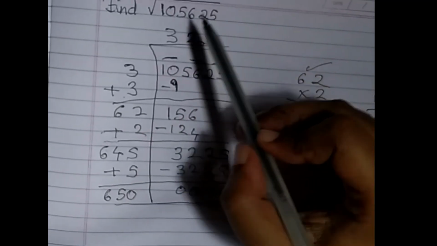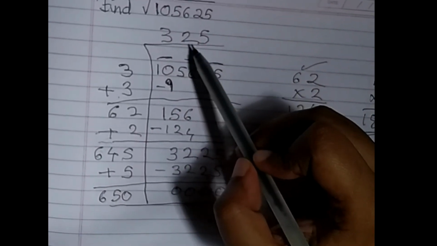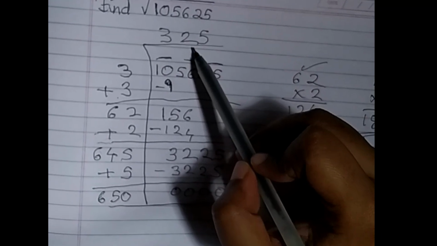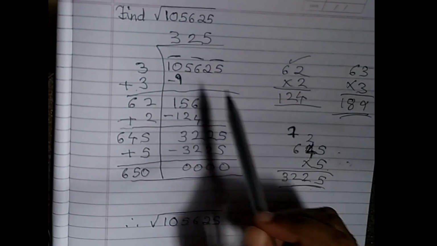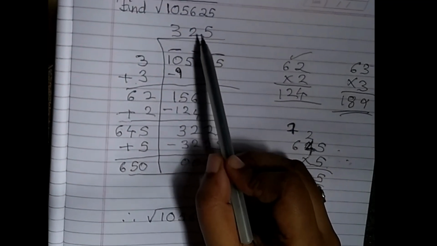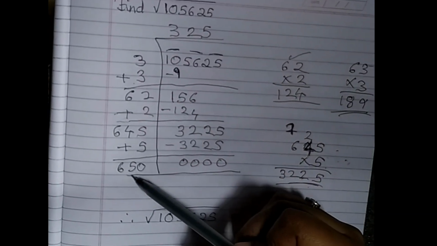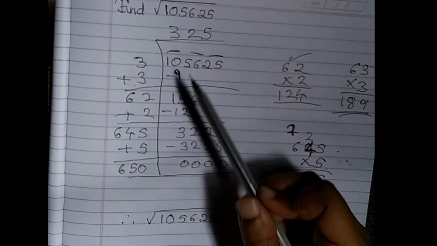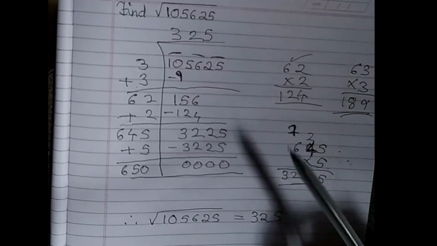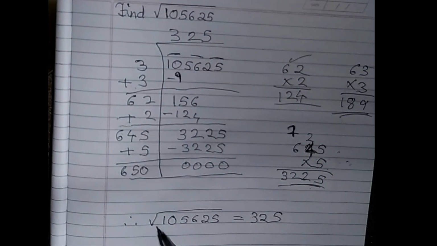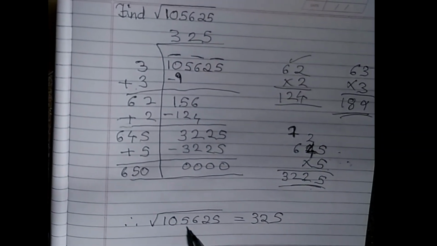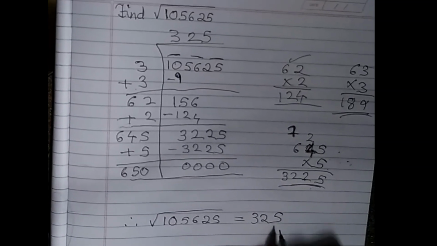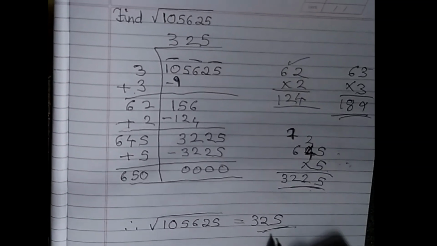So the square root of this number is how much? 325. What is the double of 325? It is 650. So here we have got 650, which is double of this 325. So the square root of 1,05,625 is 325. This is the correct answer.